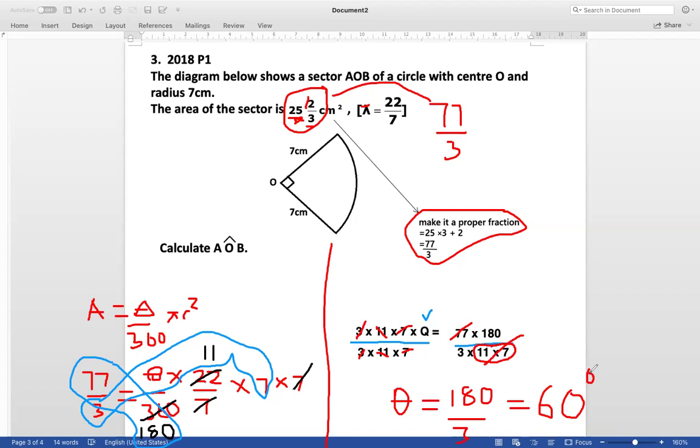Now, remember, if these numbers, the 77 and 180, were multiplied, we would have a very big number, which could actually be difficult to even handle. So that's how best we play around such questions.